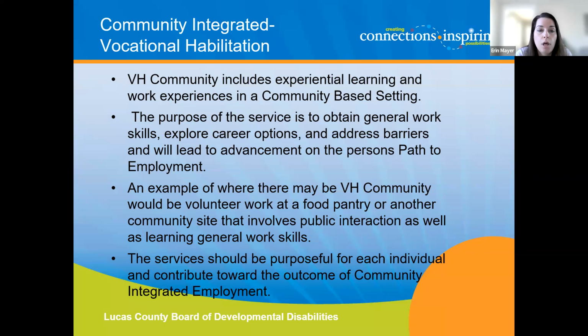So one example, I think I have this more on later slides too. An example could be volunteering somewhere in the community, like a food pantry, where there's public interaction and they're working on those general work skills. So through the volunteer opportunity, they're working on general work skills, maybe how to engage with their coworkers and peers, how to respond to direction, staying on task, general attendance, any of those general things that are going to further their ability to be employed.